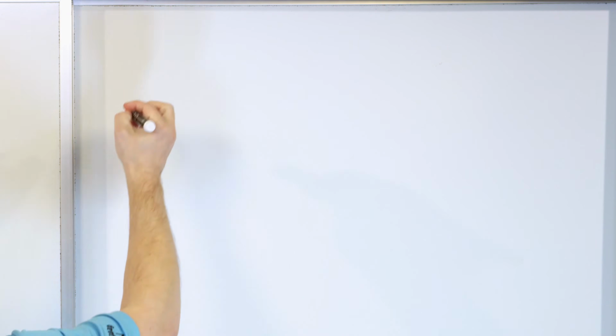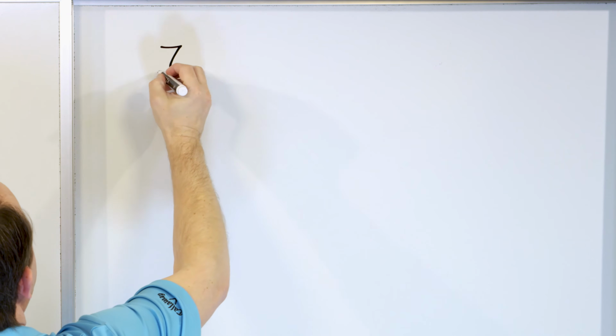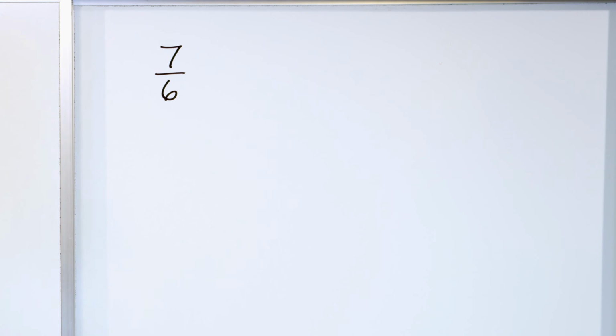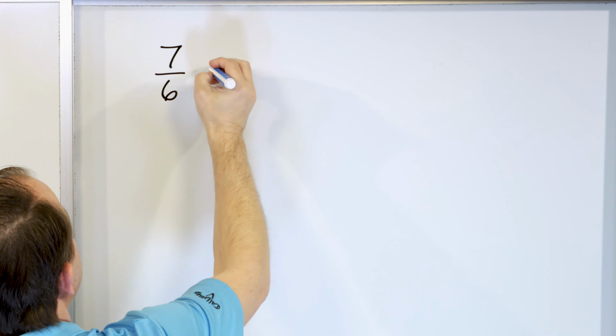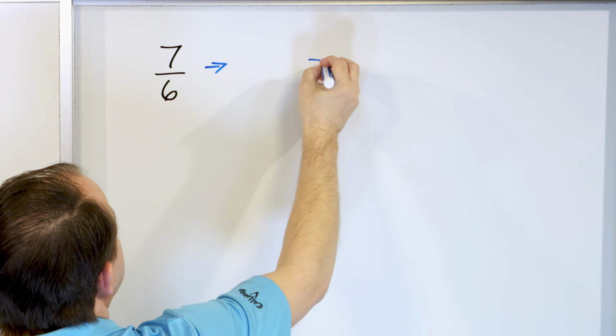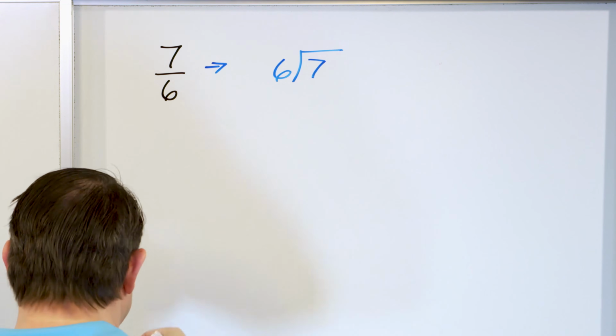So when you convert these improper fractions, sometimes you get a whole number and you won't even have a fractional piece to it. All right, let's take a look at the problem, improper fraction 7/6. Let's go ahead and calculate that. What does this actually mean? This means division. It means 7 divided by 6. So this means that I take the number 7 and I divide it by the number 6.